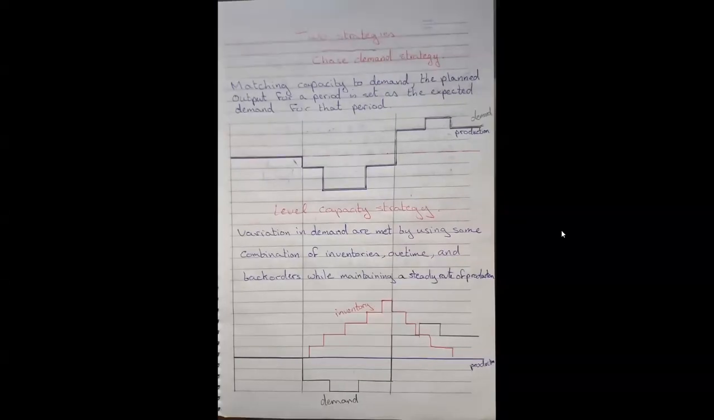Good day. I'm going to try to explain briefly today about aggregate planning. Aggregate planning is planning for a production factory, for example, for a medium period of time between 2 and 18 months. And for this planning, there are two strategies.